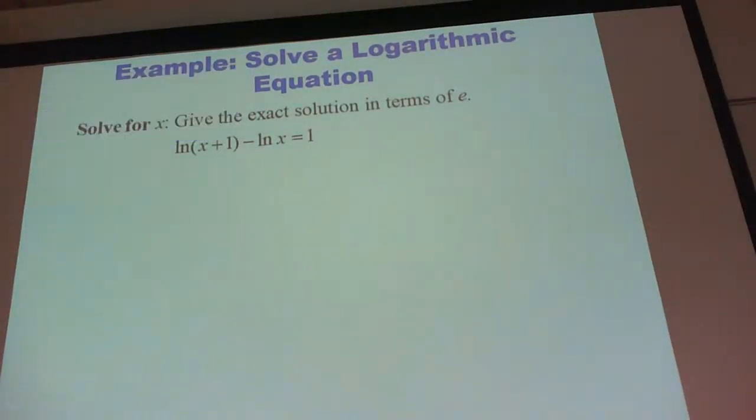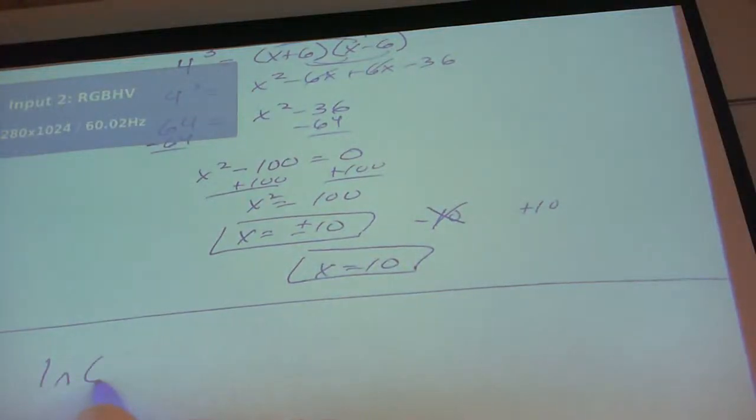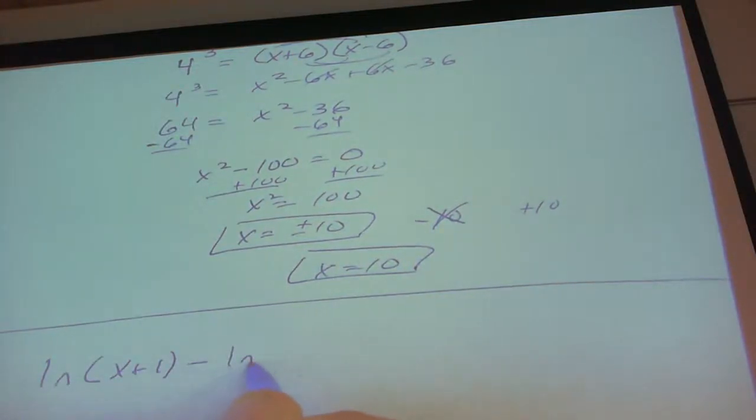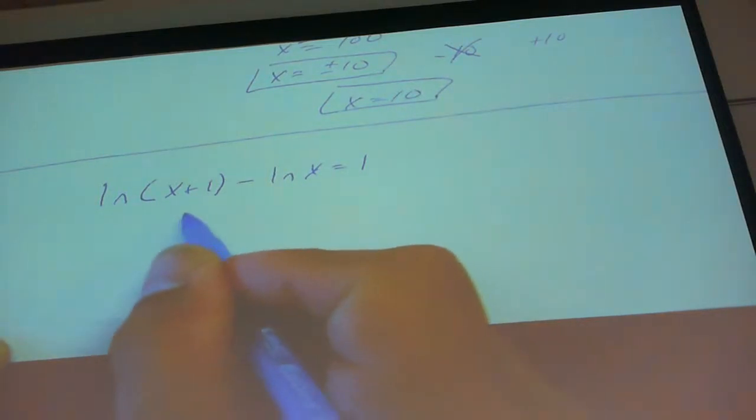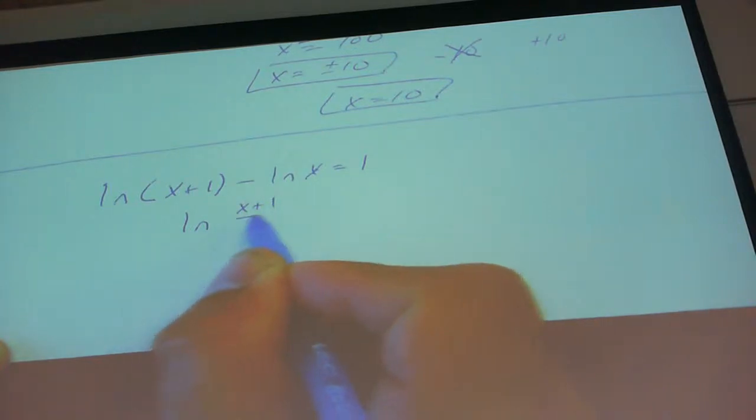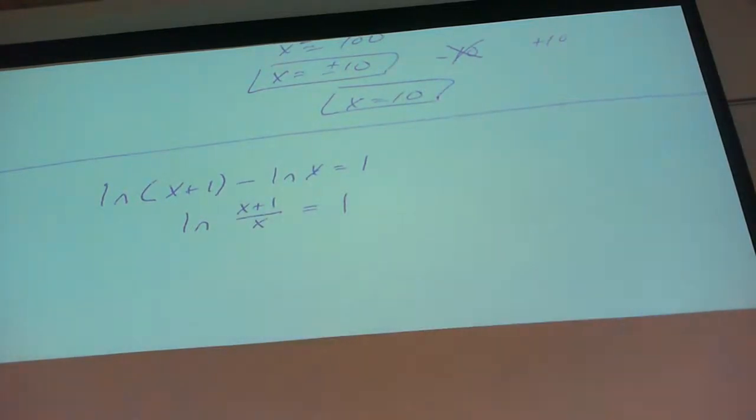So this example says, give the exact solution in terms of e. I'm not going to stress too much about this one, but the exact solution in terms of e. Let's do this one together. If I had ln of x plus 1 minus ln of x equals 1. Let's use our properties. And again, still logs. What does minus mean? Divide. So this will be ln of (x plus 1) over x equals 1.